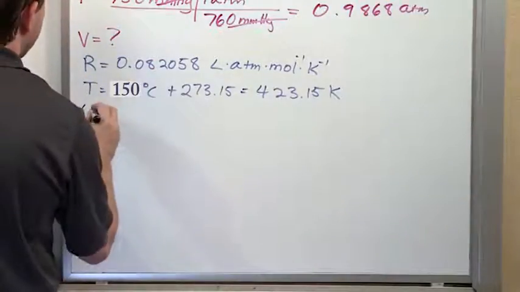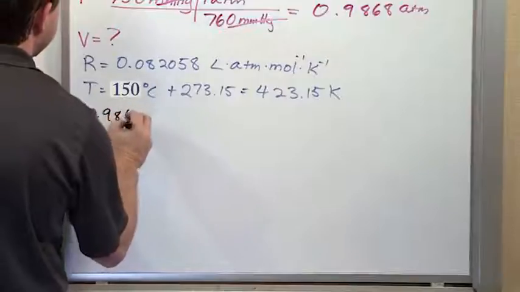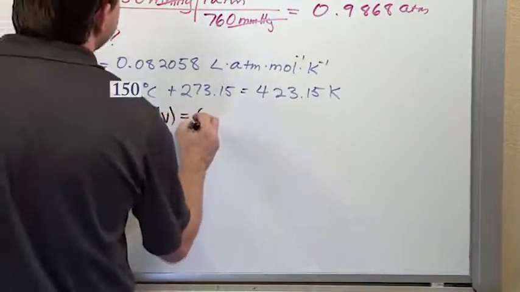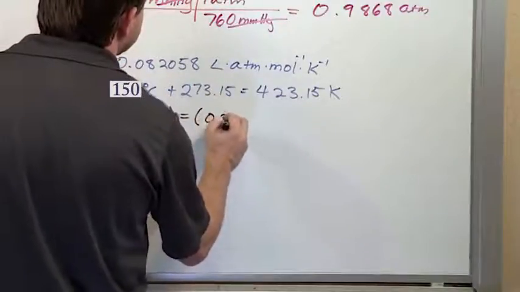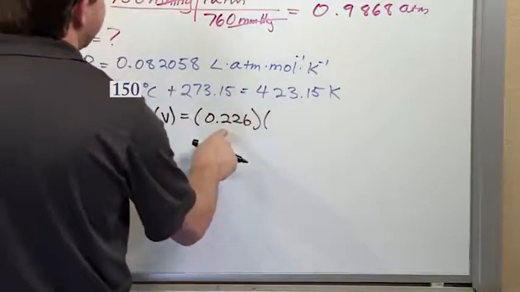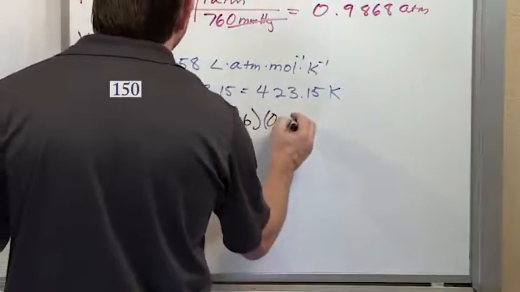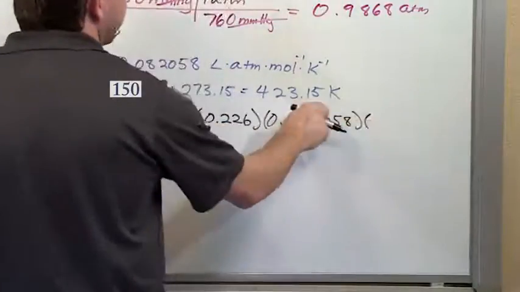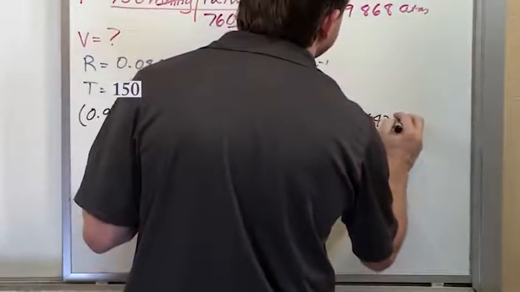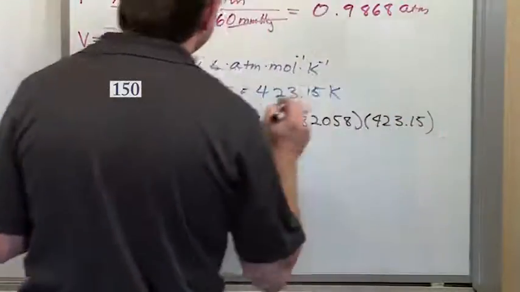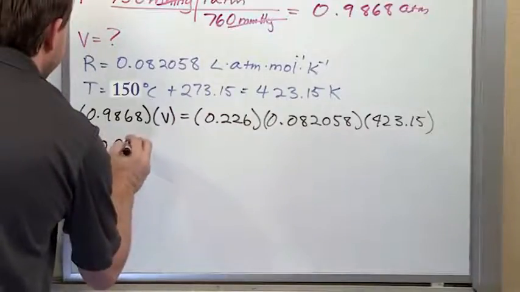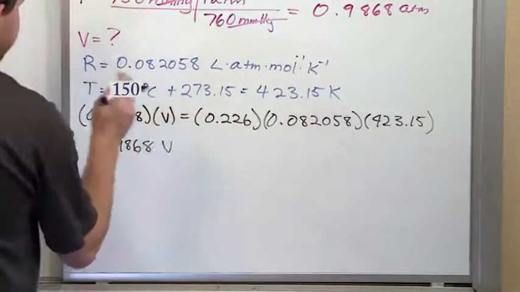P is 0.9868. The volume of the gas is what I want to know. The number of moles of the gas, n, is 0.226. That's R, 0.082058. And the temperature is 423.15, and that's in Kelvin, so everything is compatible. On the left, it's 0.9868 times V. Nothing really there.